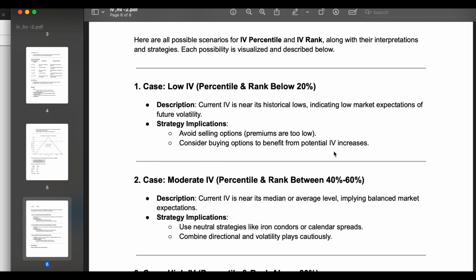Actually, you also know that low IV means you have to go for buying options because the time premium is low. Higher IV means IVP is also higher and IV rank is also higher. So in that situation you have to go for selling options.